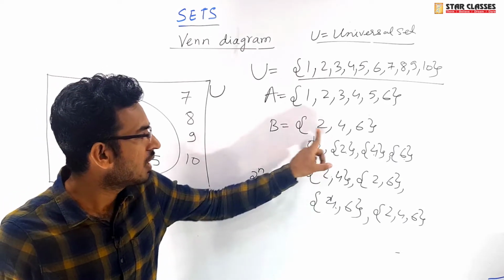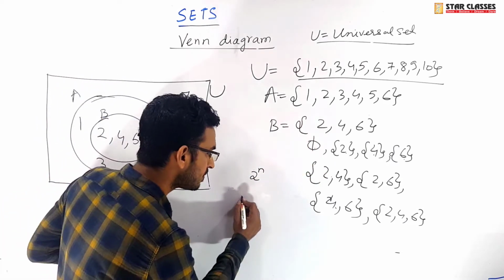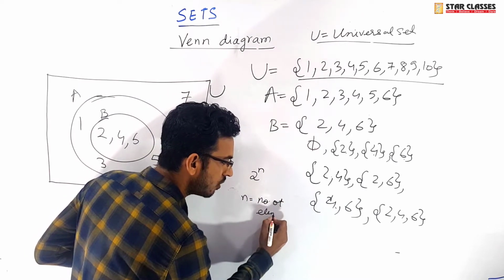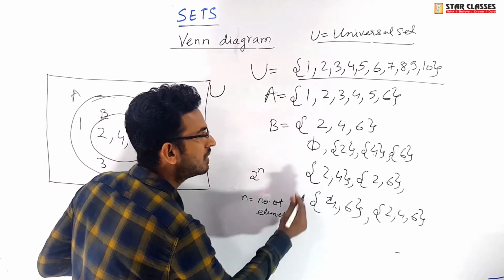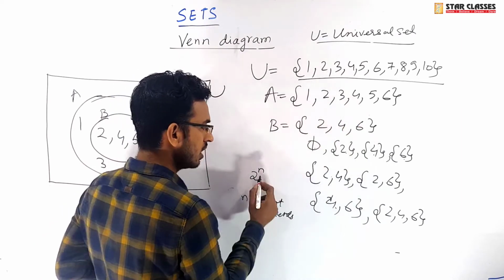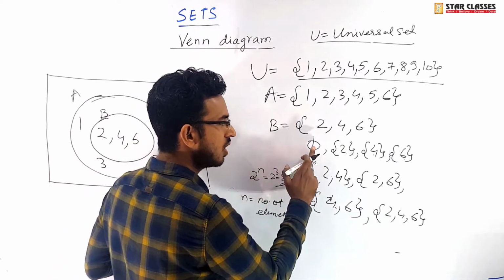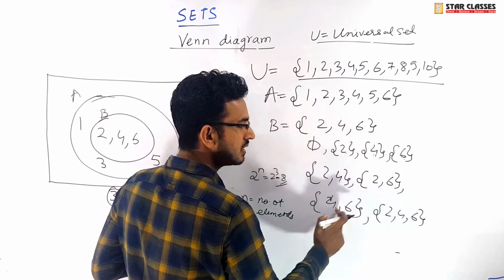So what is n here? N is the number of elements. Okay, so how many elements are there in the set? 1, 2, 3. So 2 raised to power 3, that is 8 subsets are there. Let us check. 1, 2, 3, 4, 5, 6, 7, 8.